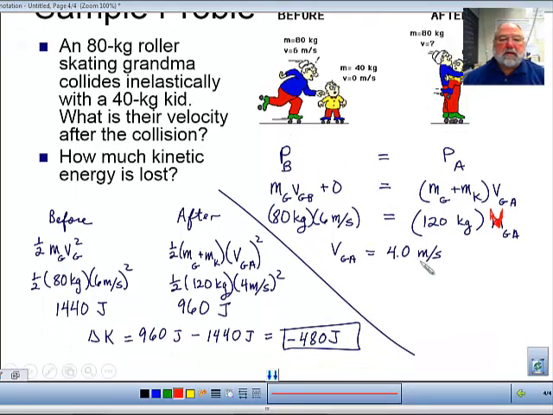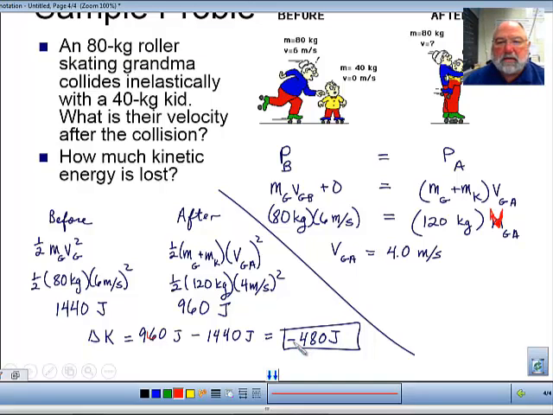Now, kinetic energy. Before, the only object that was moving, and therefore the only object that had kinetic energy, was Granny. And she had 1,440 joules of kinetic energy. After the collision, it's one half the combined mass, Granny and the kid, and the speed of Granny and the kid squared. So one half, 120 times 4 squared, 960 joules. So we started with 1,440 joules. We ended with 960. So our change is negative 480 joules. We had a loss of kinetic energy of 480 joules.